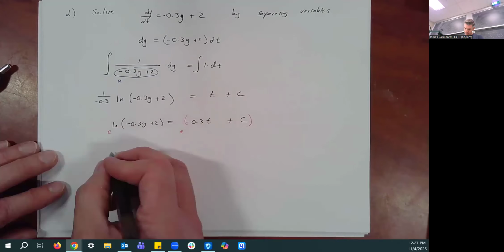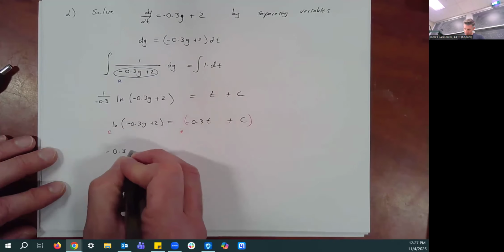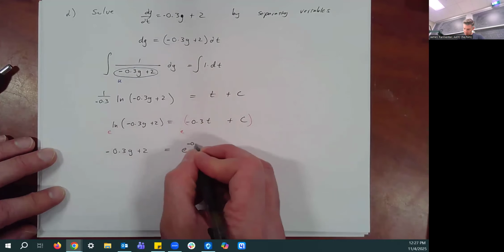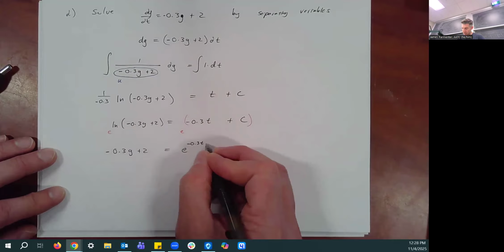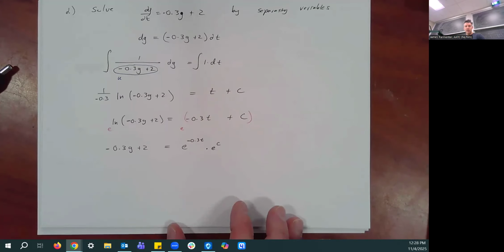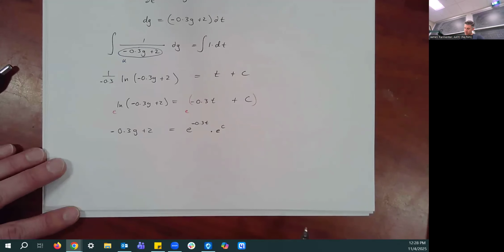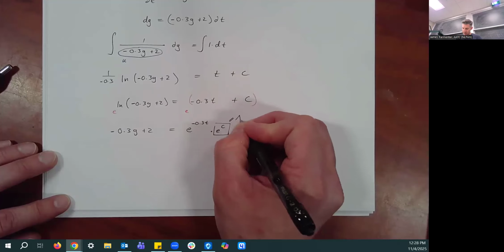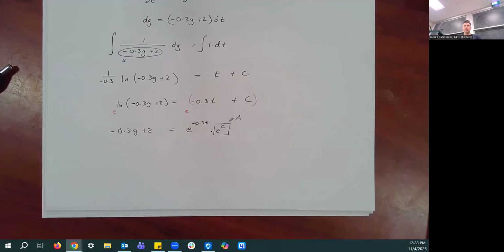So we're going to get negative 0.3 times g plus 2 on the left equal to e to the negative 0.3 times t plus c, or times e to the c, right? Instead of writing that like that, we usually call this a new constant. I prefer to call it a. I don't have a good reason other than that's how I learned it.